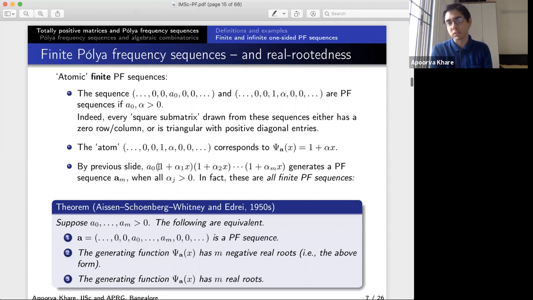Since the constant term and the leading term are all non-zero, zero is not a root, and so all the roots are negative. So these results are from the 1950s, but one of the implications is from the 1600s.